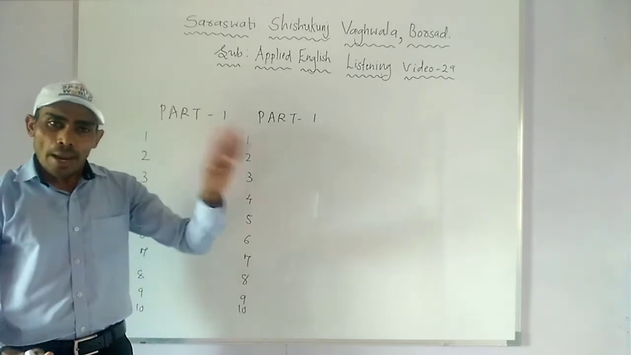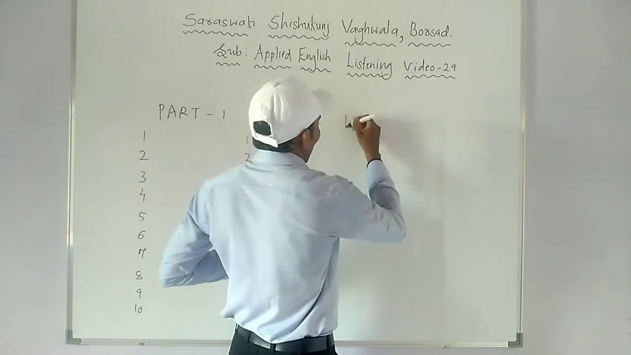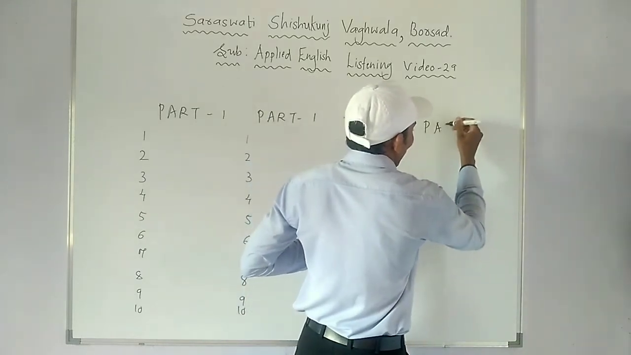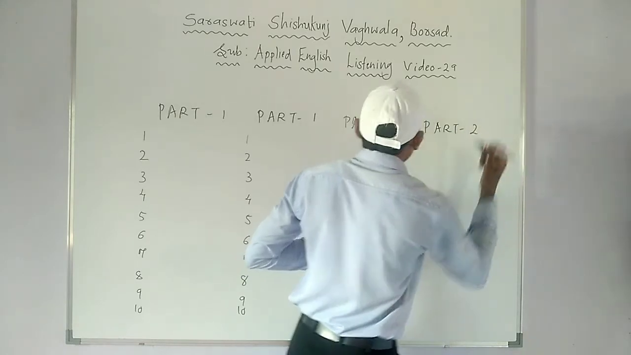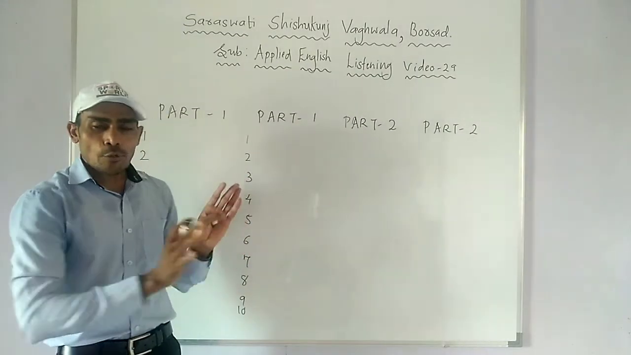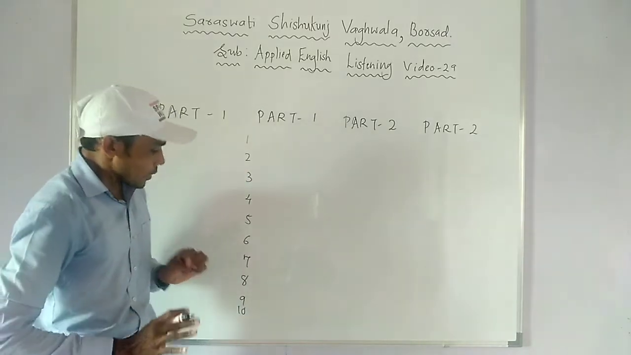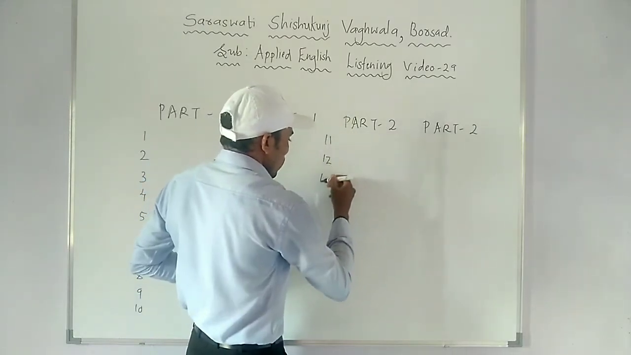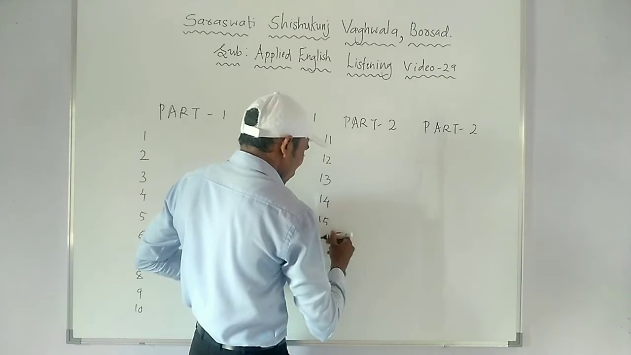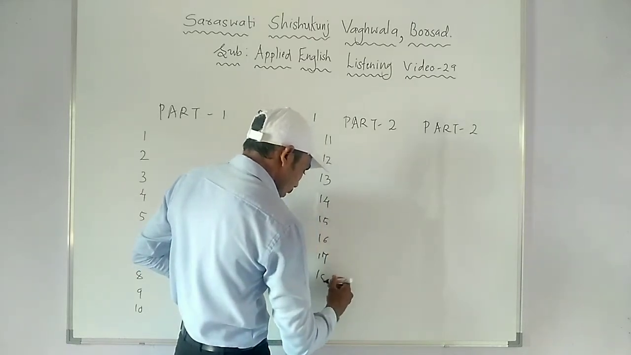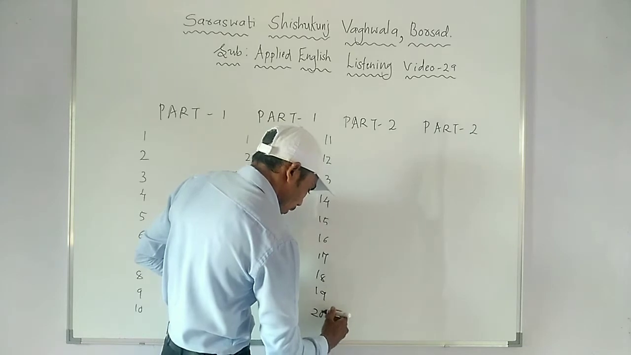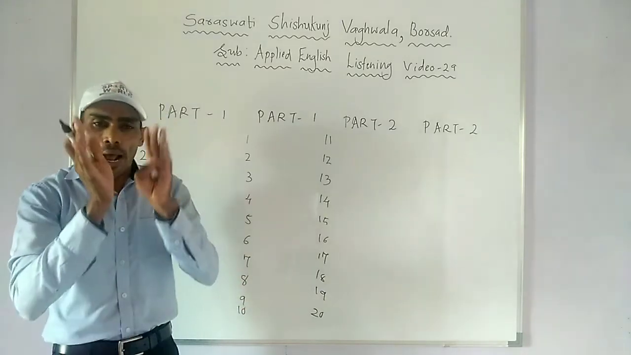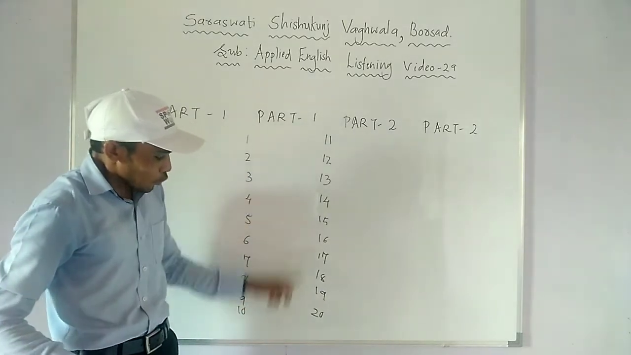One more part 2 and one more part 2. So here I write part 2. Students, in part 2 also you are going to have questions, but the numbers would be 11 to 20. So I write here 11, 12, 13, 14, 15, 16, 17, 18, 19 and 20. So students, how many questions are there in part 2? There are 11 to 20. So your answer also should be numbered 11 to 20.